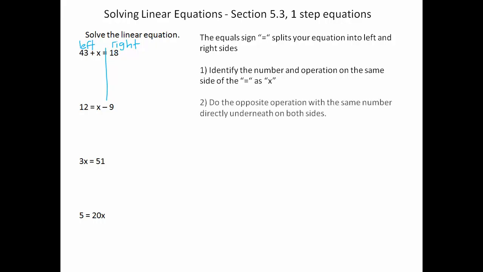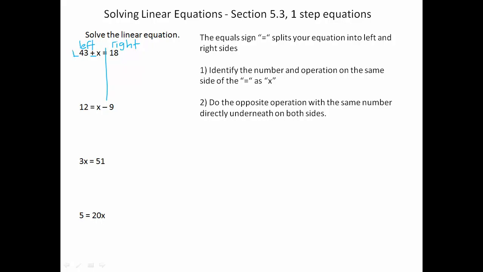So my next step, I'm going to do the opposite operation with the exact same number directly underneath on both sides. Whoa, that's a lot going on there, so let's break that down. I'm going to do the opposite operation. Well, this 43 has a plus sign between it and the x, so it's being added to the x, but I do have to be careful and pay attention to what the sign of the 43 is. Since it's positive, I would be adding it. So I want to cancel out that positive.